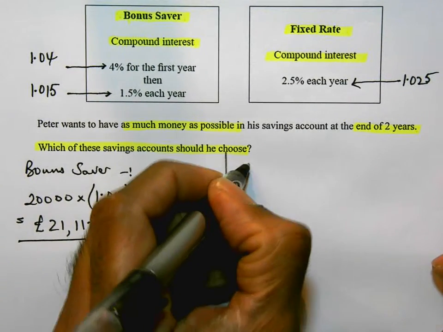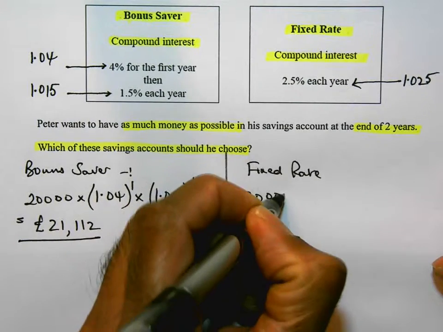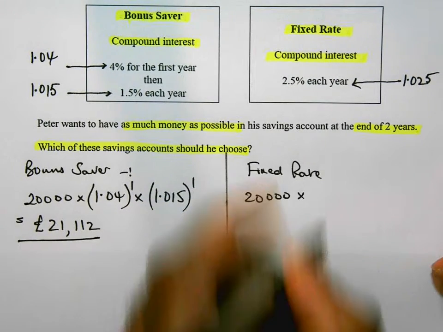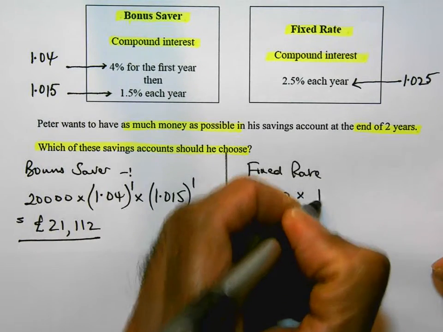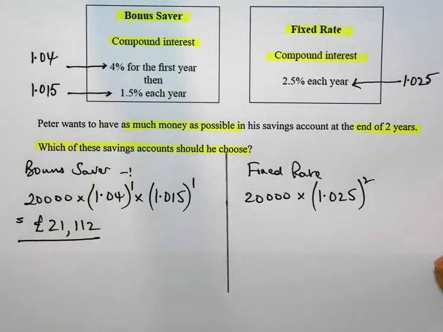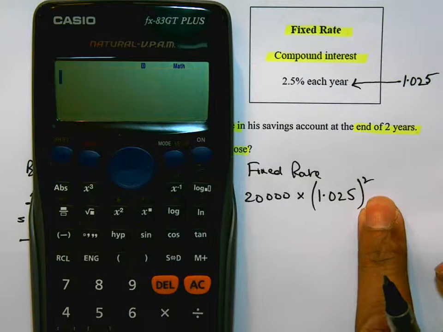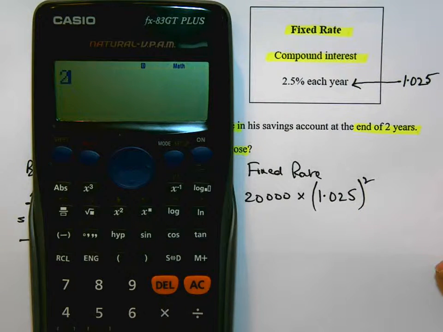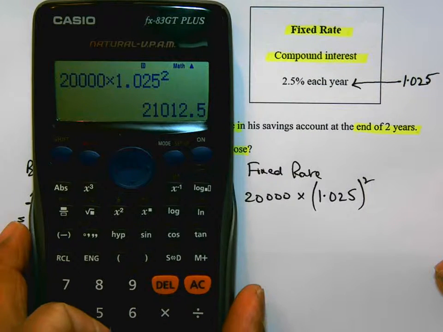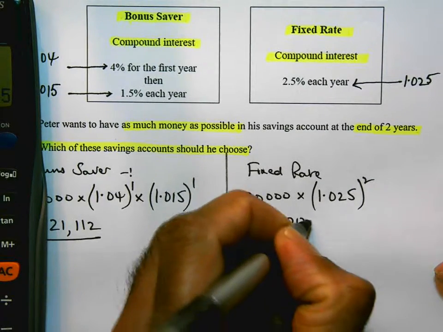I'm going to do a similar calculation for the fixed rate. And again, he still has £20,000 that he wants to invest, for 2 years, and the fixed rate has exactly one rate, 1.025 is my multiplier, and that's going to be to the power of 2. I'm going to square that. So on my calculator, I'm squaring it because it's 2 years, remember? So I'm going to put in 20,000 times 1.025 squared. That gives me £21,012.50.